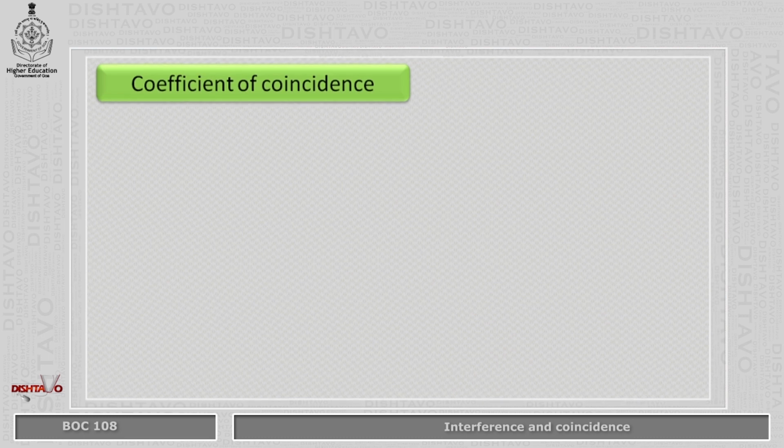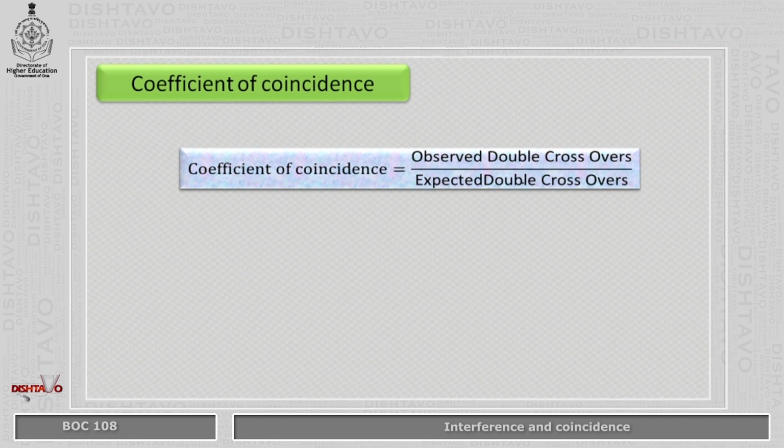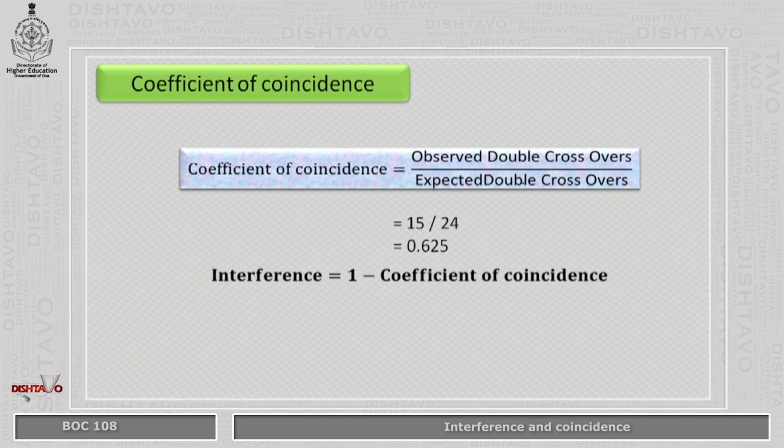To calculate the coefficient of coincidence, we use the formula: coefficient of coincidence is equal to observed double crossovers divided by expected double crossovers. Our observed double crossover was 15 and the expected double crossover was 24. The division gave us a value of 0.625. To find the interference, we use the formula: interference is equal to 1 minus coefficient of coincidence. We get 1 minus 0.625, that is equal to 0.375.